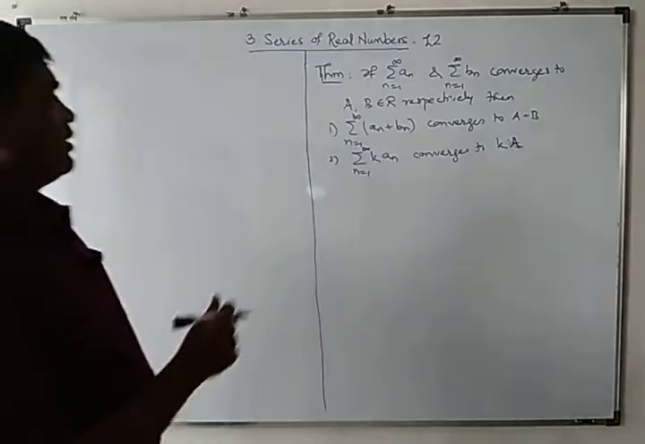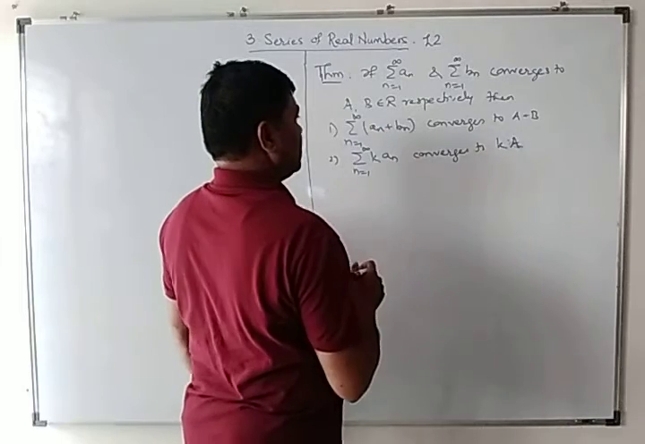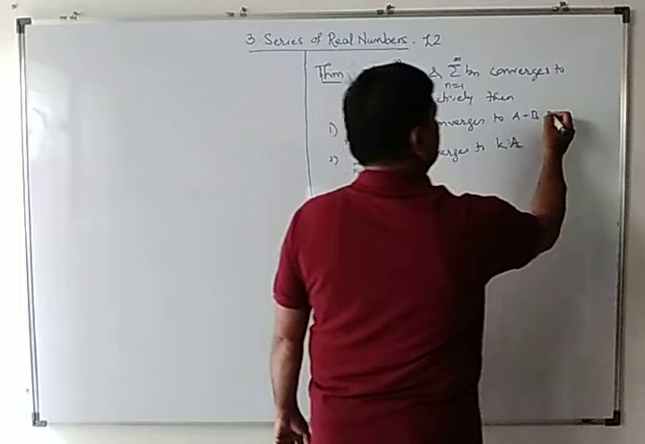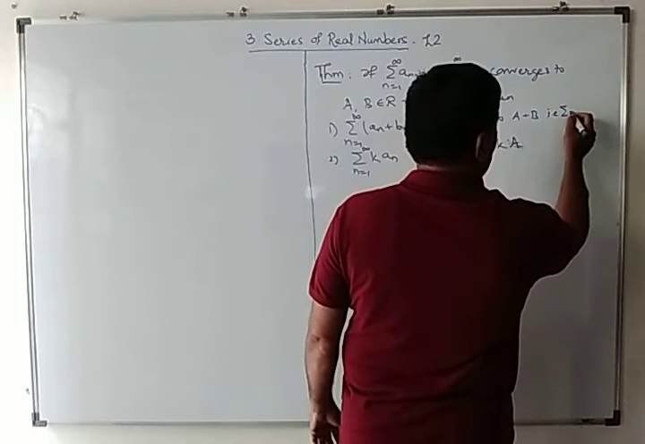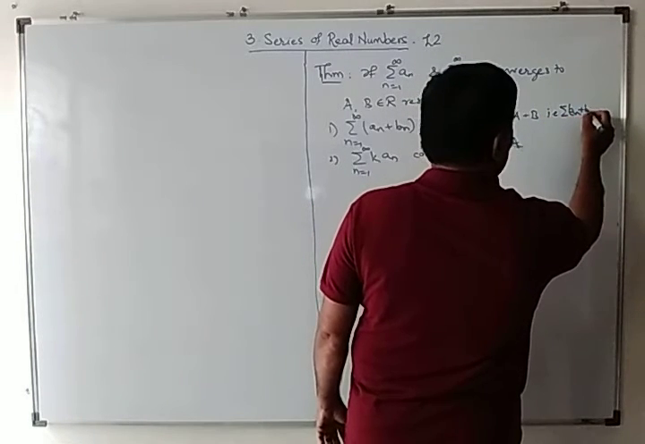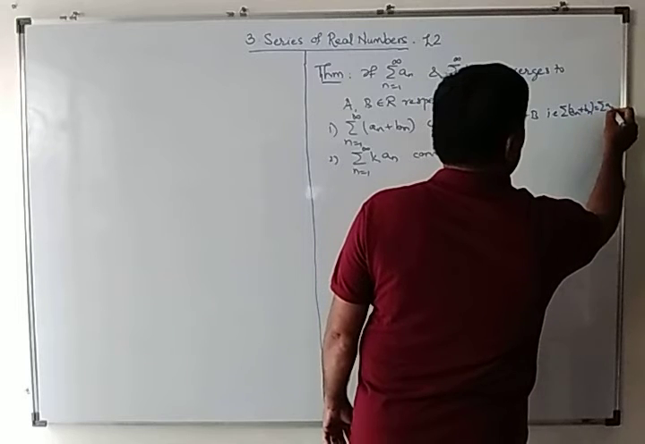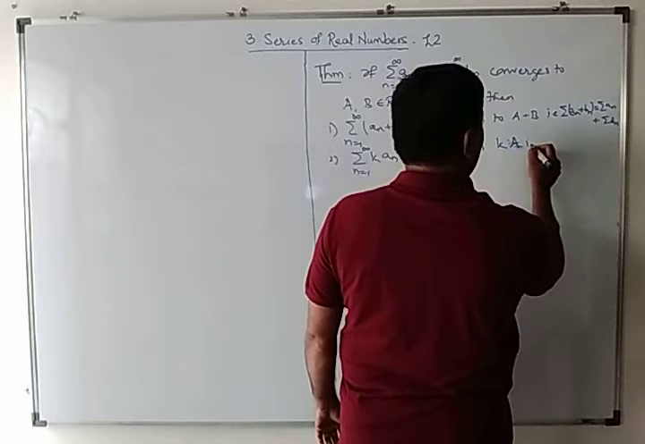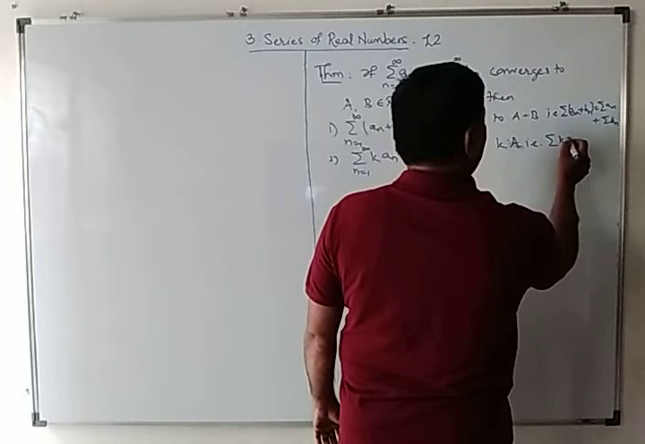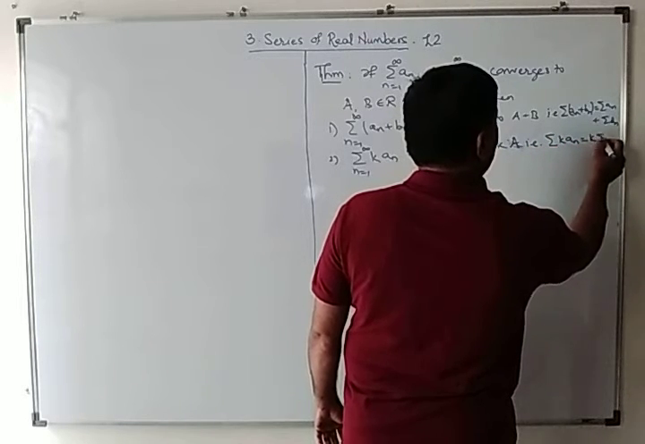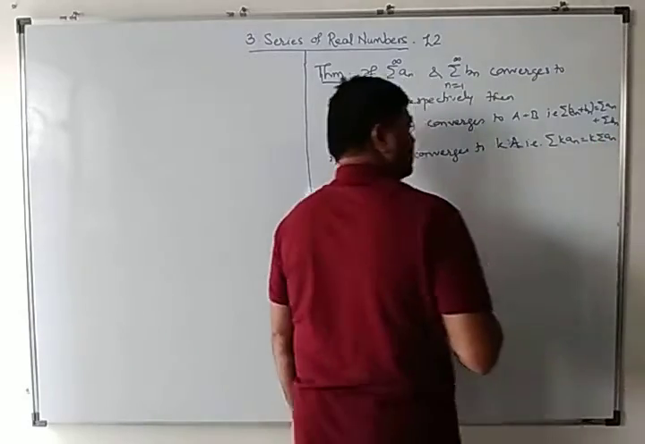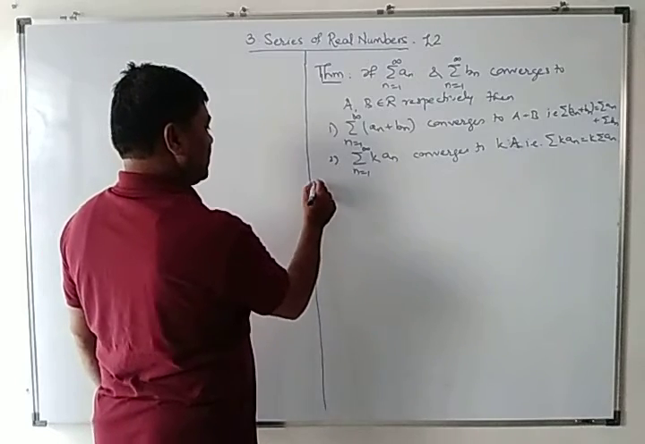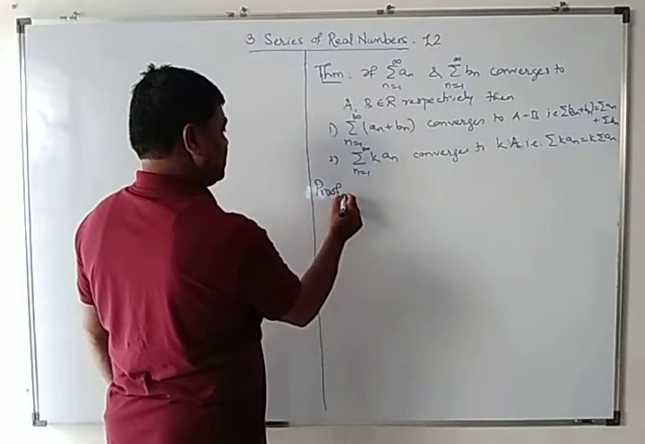That is, summation of an plus bn is equal to summation of an plus summation of bn. And here summation of k times an is equal to k into summation of an. We will prove this result by using the definition of convergence of series.